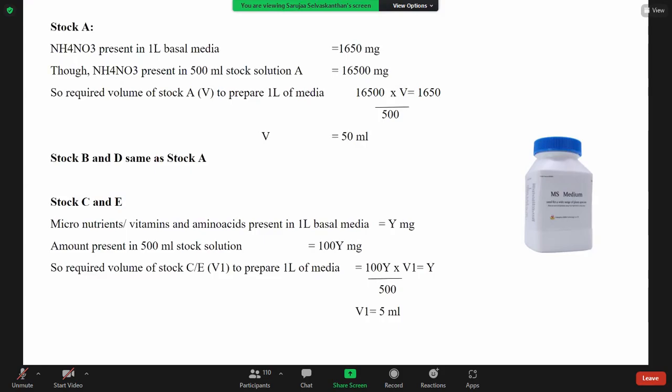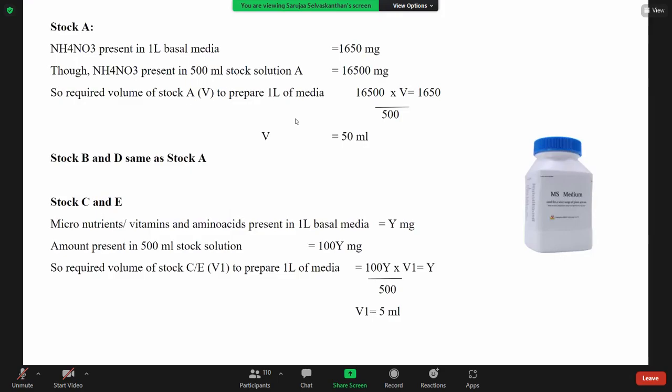Understood, ma'am. Okay. So here, according to the already prepared 500 milliliter stock solution, the ammonium nitrate is present at 16,500 milligram. Right? This is how we prepared the stock solution earlier. So what is the volume of stock solution we have to pipette out to prepare 1 liter of media? How do we calculate it?